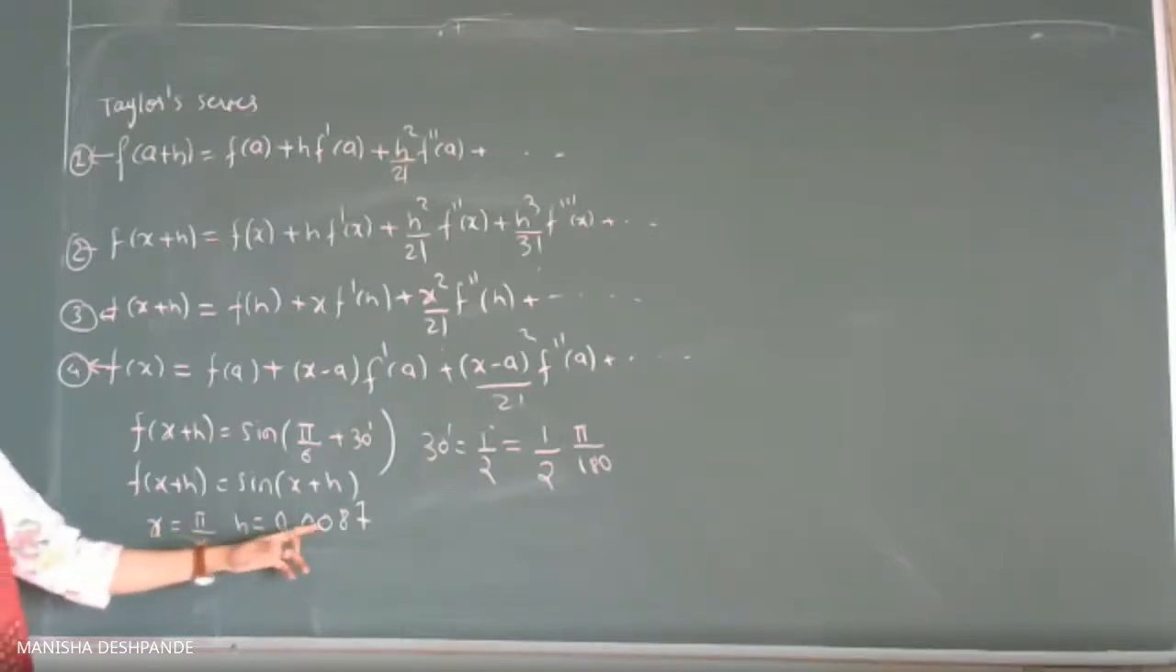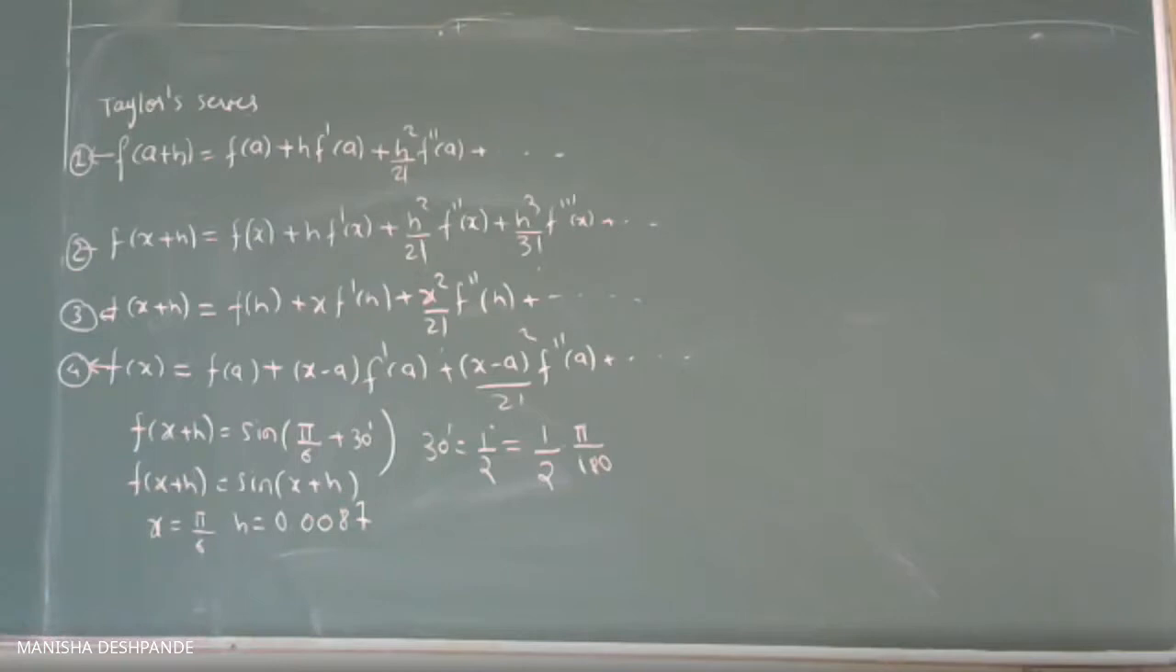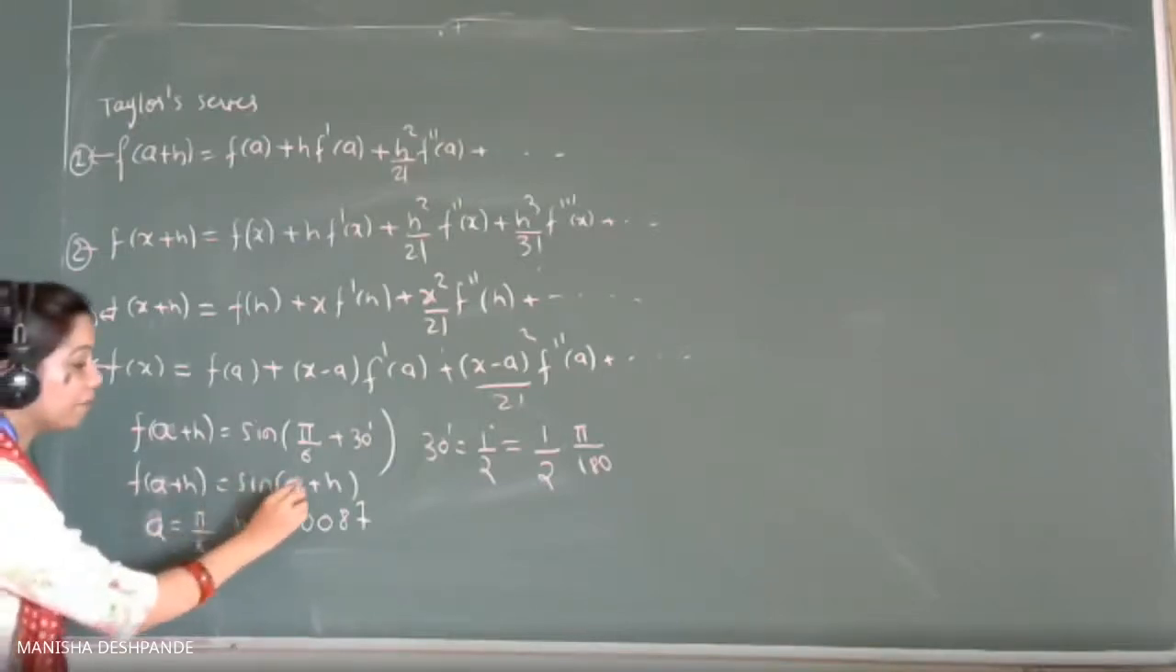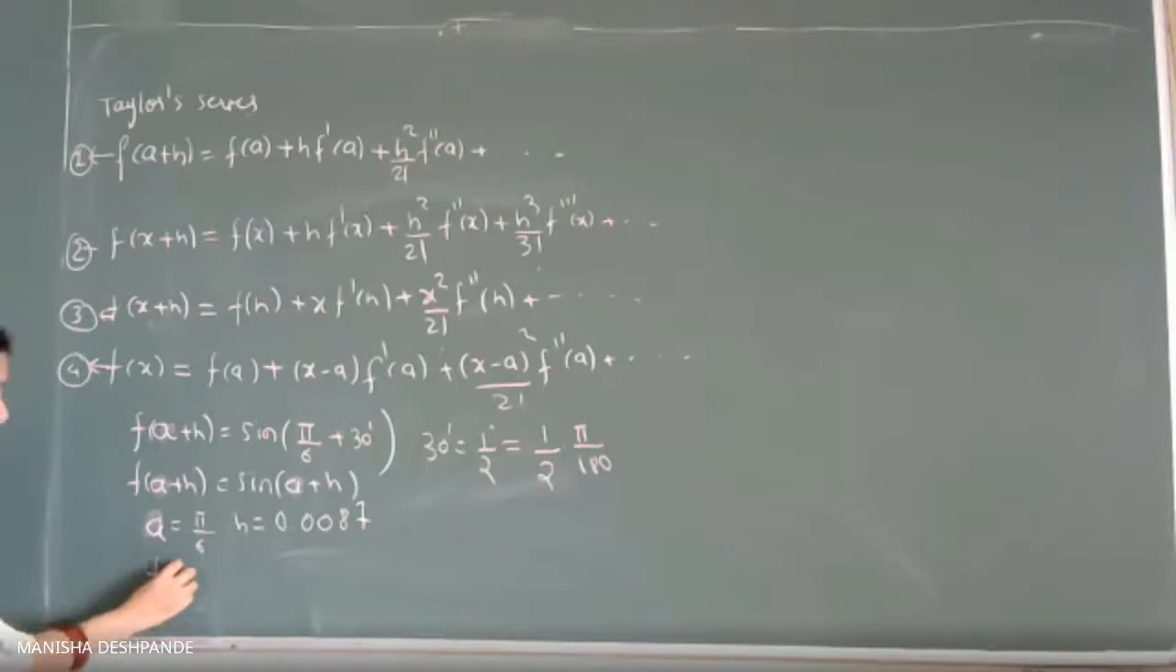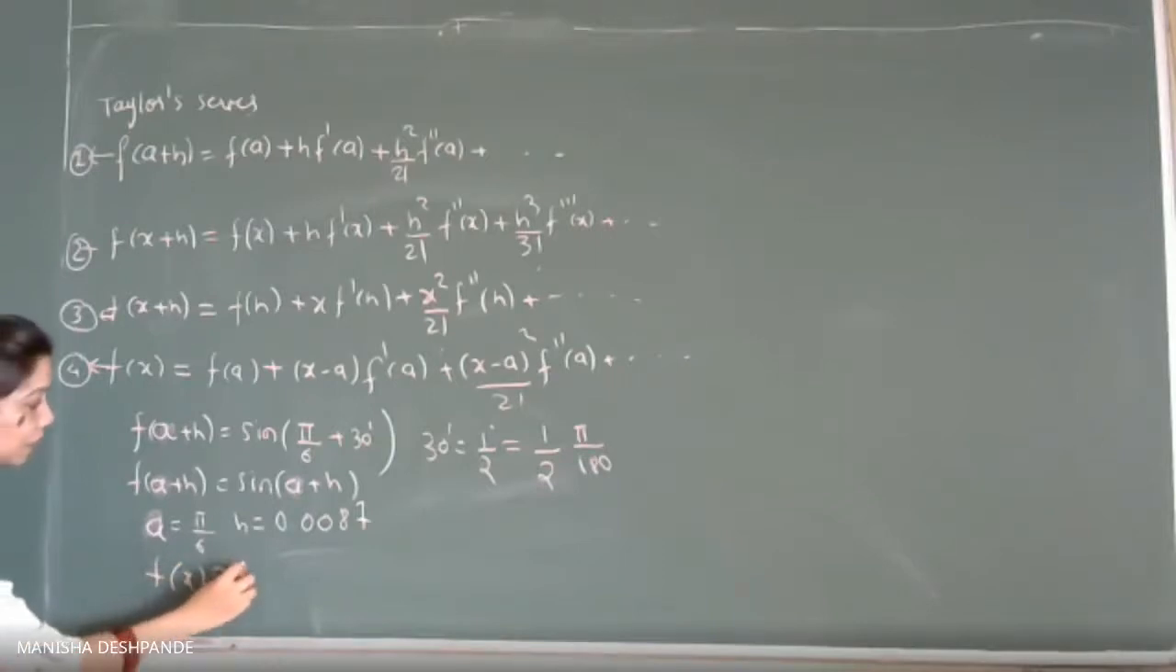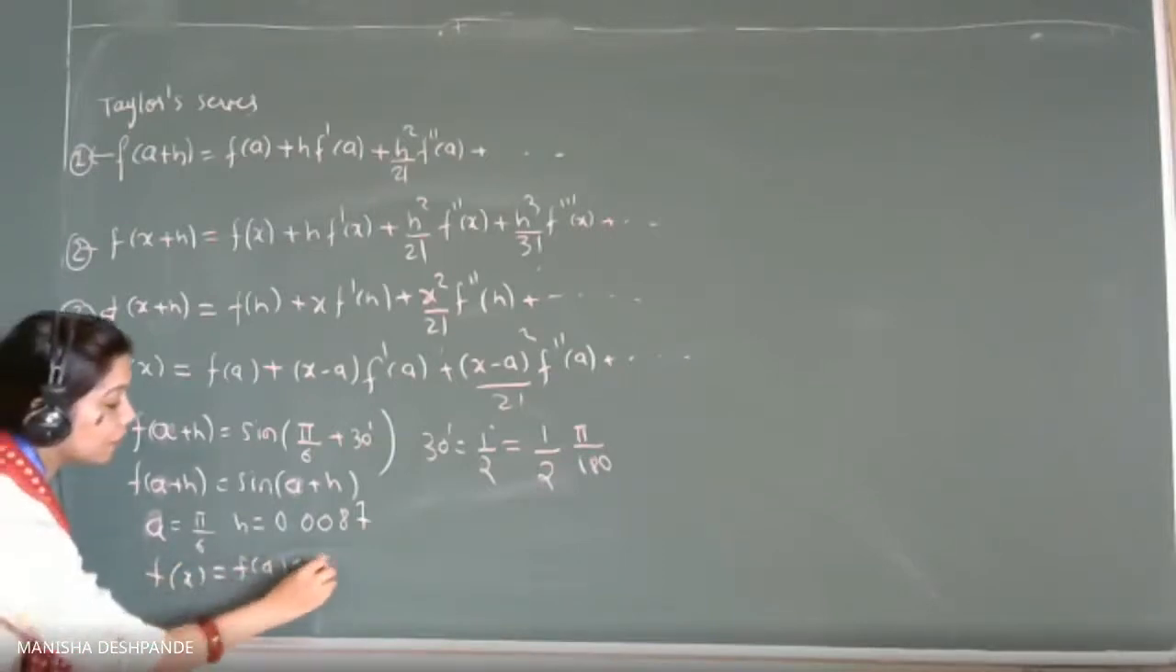Now which statement of Taylor series are you going to use? First one, f of a plus h. If you are writing f of a plus h, you also have to write f of a plus h. Since I have written f of x plus h, which is the function I am going to use, the second one also can be used. I have written a plus h so that it will become easy to understand. So a is pi by 6, and your function f of x is sine x.